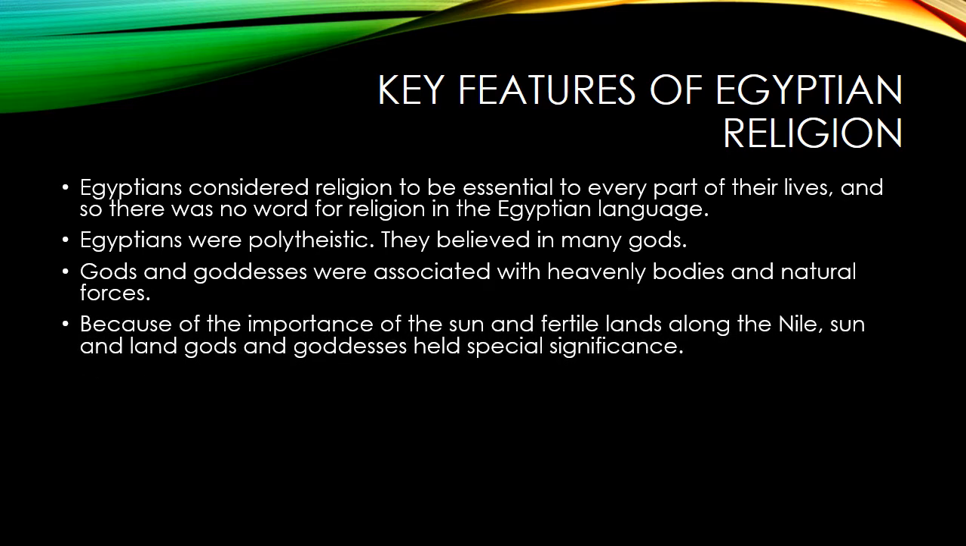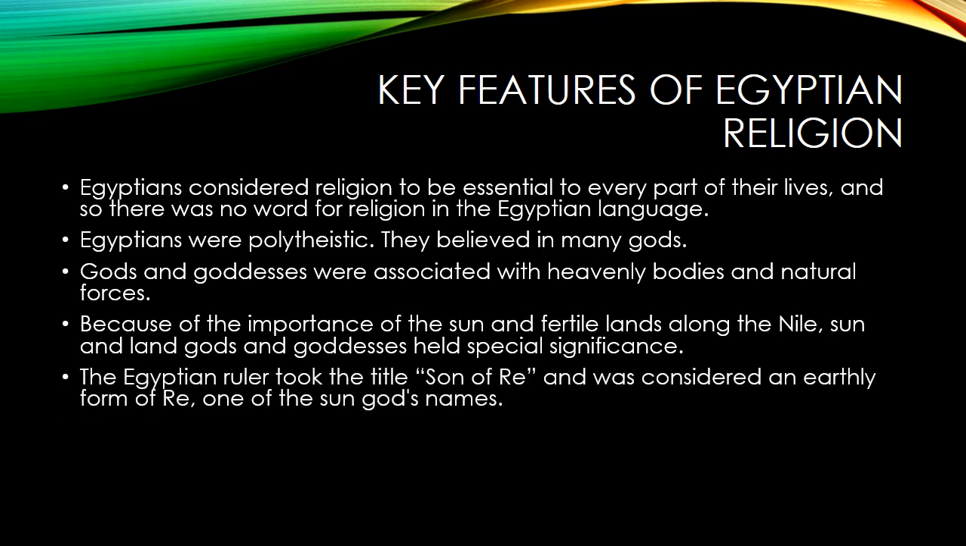Because of the importance of the sun and fertile lands along the Nile, sun and land gods and goddesses held special significance. Obviously, because these are the gods of the resources that they really need to survive on a day-in and overall, throughout their whole civilization, they needed these resources, so they held a special significance. The Egyptian ruler took the title Son of Ra and was considered an earthly form of Ra, one of the sun god's names.